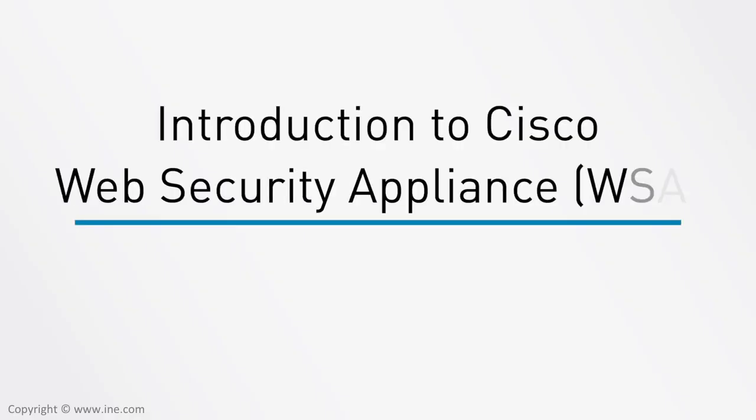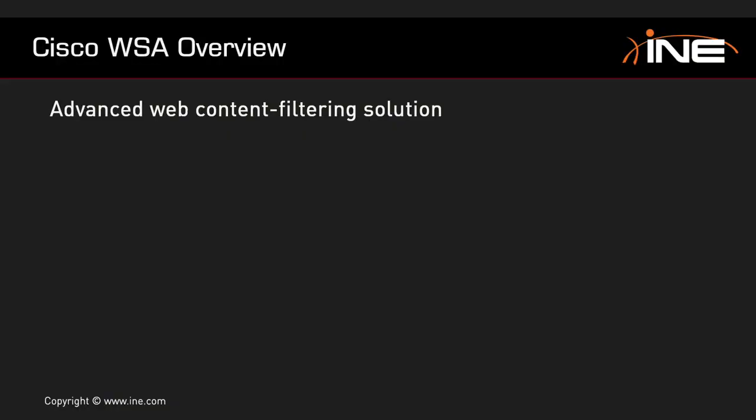We will now take a look at WSA from a high-level perspective. This is going to be an introduction to the appliance. A Cisco WSA, or just Web Security Appliance, is acting as an advanced web content filtering solution. And there are going to be three main reasons why you would want to use WSA in your network.